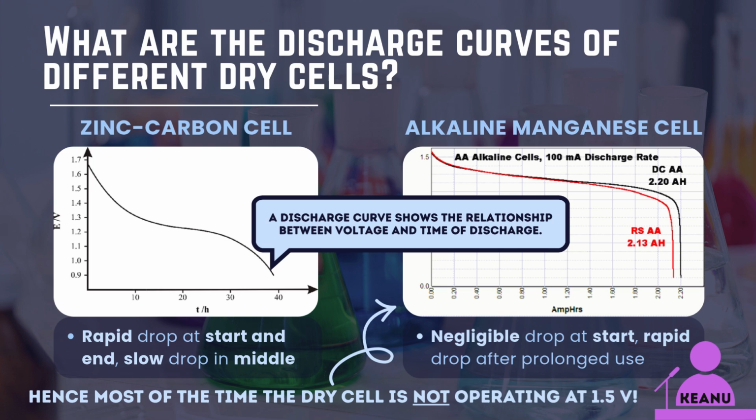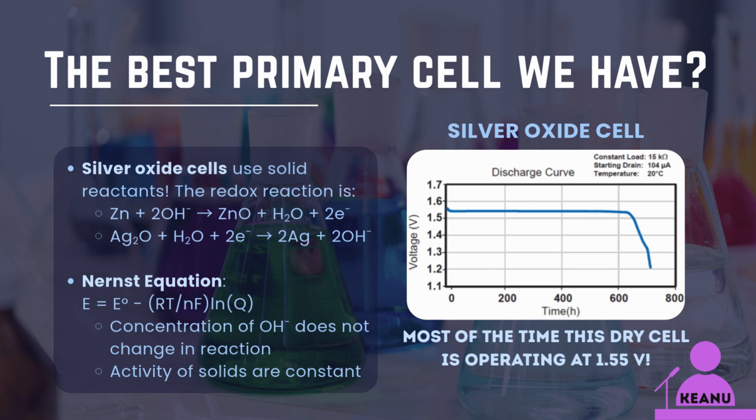So, do we have a better option? The silver oxide cell is a fascinating dry cell that delivers exceptionally stable voltage output. Note that the main reactants and products, which are zinc oxide, silver oxide, and silver, are all solids. In electrochemistry, solid substances have a constant activity of 1. Since the Nernst equation shows that the cell voltage depends on activities of reactants and products, which is represented by Q, it means the voltage stays stable at around 1.55 volts throughout the discharge cycle.